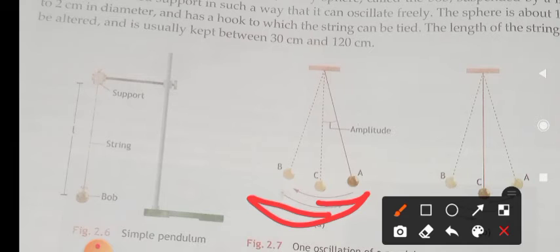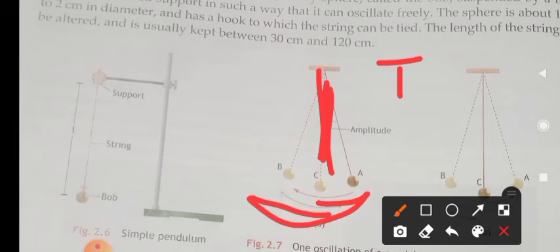It is called its time period, and the time period is indicated as T, capital T. And T depends on the length of the pendulum. This time period depends upon the length of the pendulum, the string's length. Okay, when you take a long string, it will take more time. When you take a short string, it will take less time.